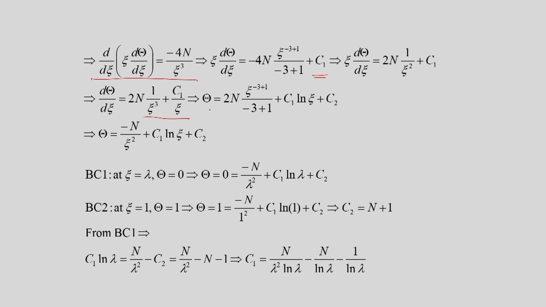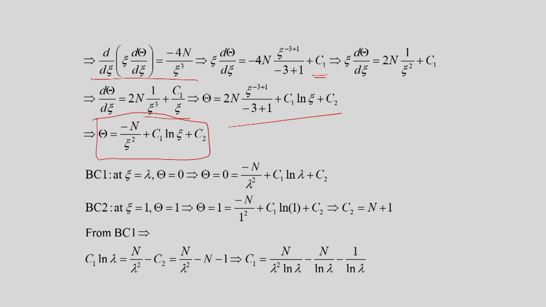Now, again if you integrate, you have theta equals 2n xi^(-3+1) by (-3+1) plus C1 ln xi plus C2. So, theta equals minus n by xi square plus C1 ln xi plus C2. So, if you apply the boundary conditions here, then you will get the constants C1 and C2. So, then finally the temperature profile would be available.